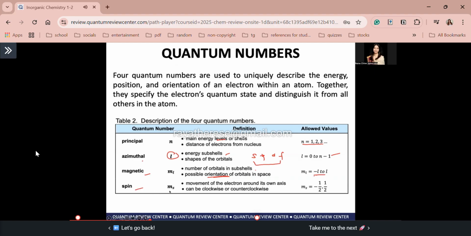Lastly, the spin quantum number, or m sub s, describes the movement of the electron. Okay? It can be clockwise or counterclockwise. So the allowed values for spin quantum number is negative 1/2 and 1/2. So ito yung sinasabi nilang spin quantum number. Ito 1/2, ito negative 1/2.